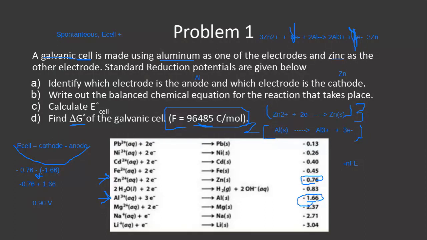Now Faraday's constant they give us, so 96485. And then lastly, we found our E cell to be 0.9 volts. So when we do the math on this, you should get negative 521. Want to know the units? Yeah, in this case it's kilojoules. If you do the math, you could see that it was converted.